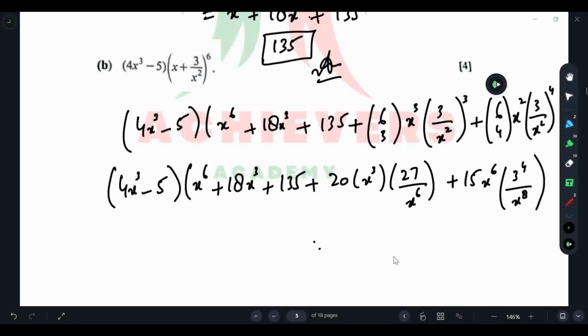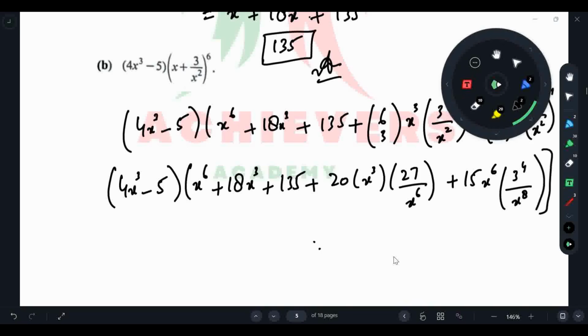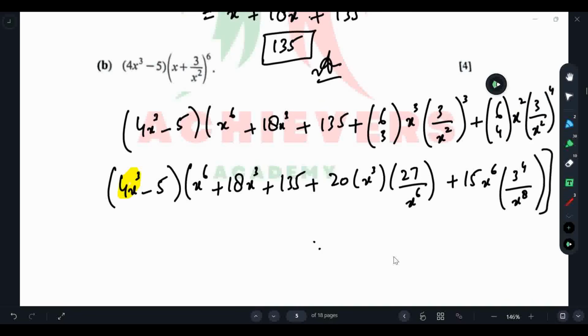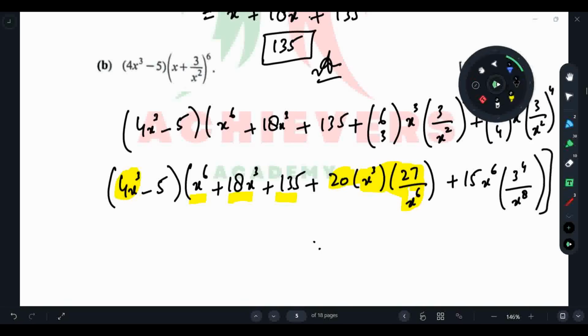Now, we know that if we multiply 4x cube with x6, we will not get the required answer. So let's move to this one. If we multiply it with this one, we will not get the independent value. If we multiply with this one, we will not get the required answer. But if we multiply 4x cube with this expression, we will get the term independent of x.